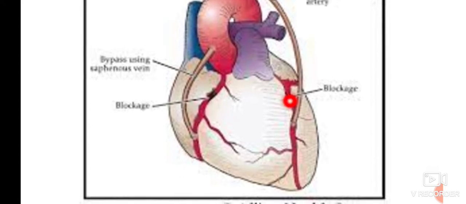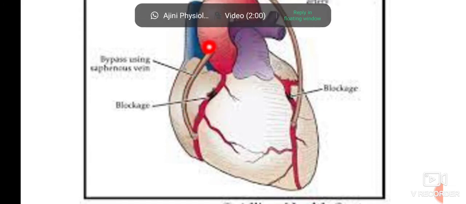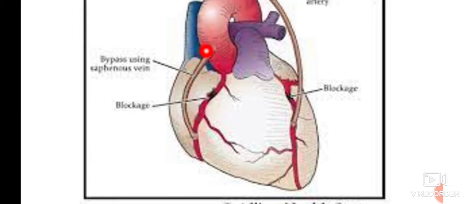This is the diagram showing the procedure of bypass, in which you can see the aorta from which the right coronary artery and the left coronary artery arise. You can see a small blackish colored area which shows the blockage of the right coronary, and here also one block. So, in the procedure of bypass, we are not removing the block of the coronary artery, but at the same time, we are grafting another vessel here to bypass this area.